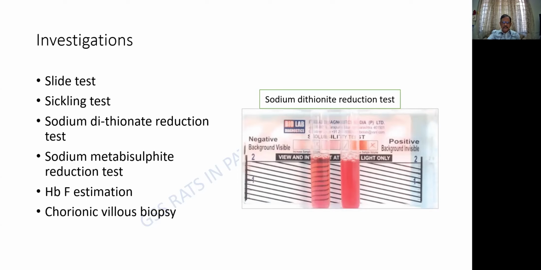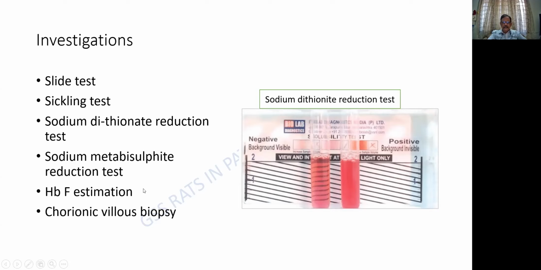And then there is another test called the sodium dithionate reduction test or a sodium metabisulfite reduction test. This is a control sample that we are seeing. There is no amount of precipitation and we can see what is behind. But in this case, there is a precipitation of the hemoglobin S. So can you see the lines behind? That is because the sample is transparent. But here, because of the precipitation, it is opaque and it cannot be seen. So this is called a reduction test. Sodium dithionate reduction test, and sodium metabisulfite is another reduction test.